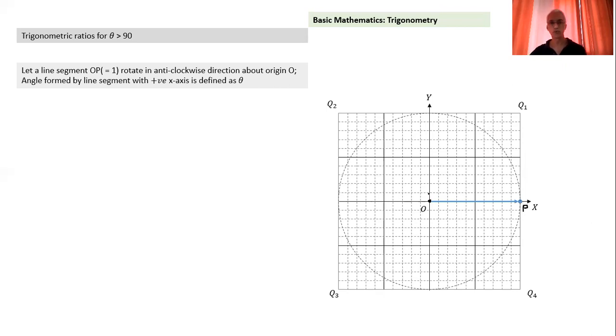The line segment OP, and how it is placed right now: this line segment is placed along the x-axis. It is in the same direction as the positive x-axis, or I can say it is making a zero angle with the x-axis. If I make this line segment rotate about O, its angle with the x-axis will keep on changing. Let's visualize how the angle will vary.